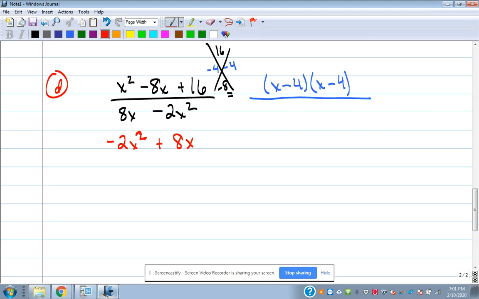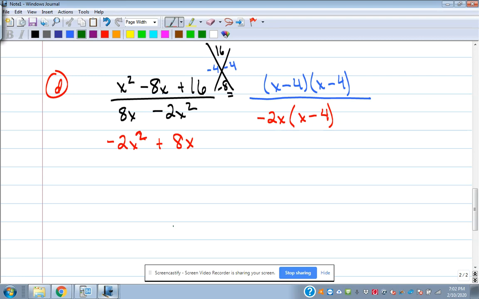Greatest common factor, which would be 2x, and because the leading term there is negative, I'm going to pull a negative 2x out. Anytime the leading term is negative, you want to pull that sign with it. So if I pull out a negative 2x, that'll leave us x minus 4 in the parentheses. So yet another reason why we want to do that is because we can see what's going to cancel there.